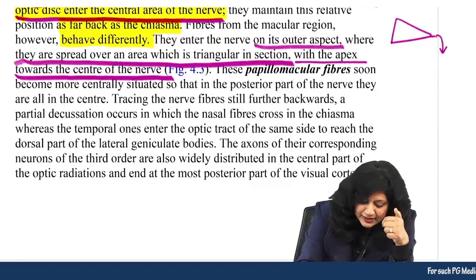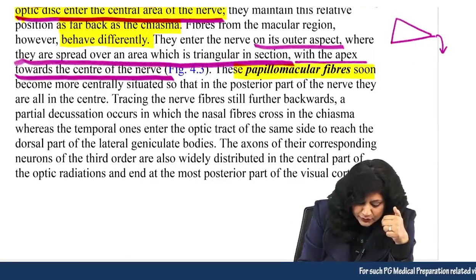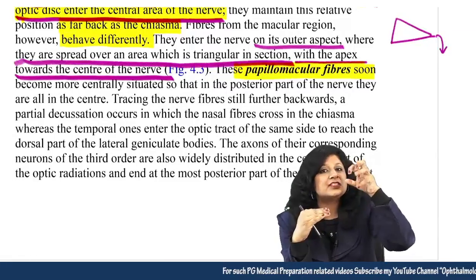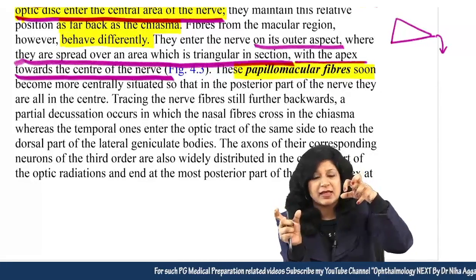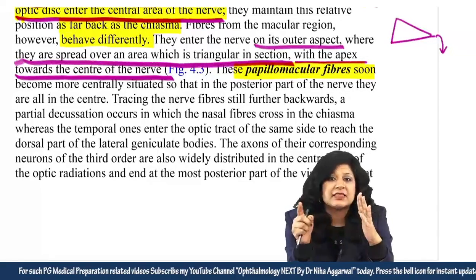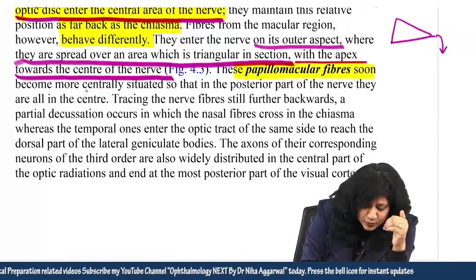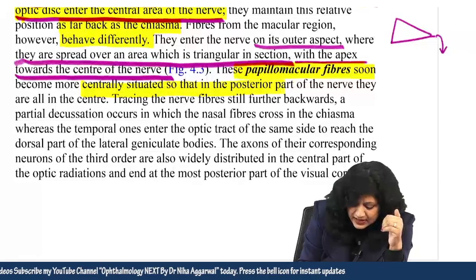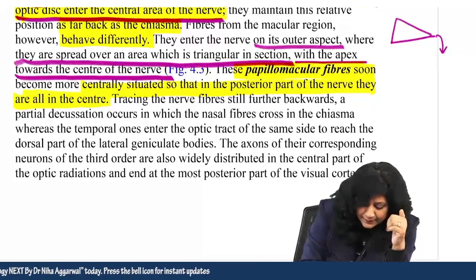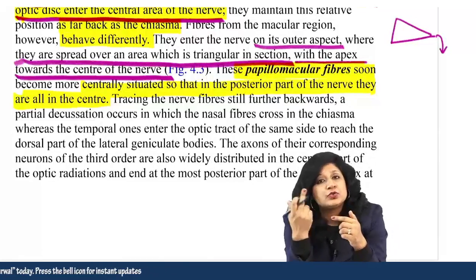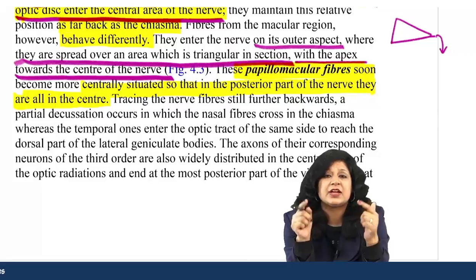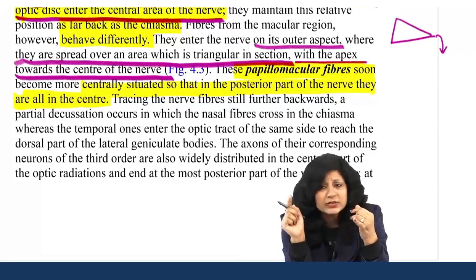Now these fibers are the papillomacular fibers. Papillo means the optic disc and macula means the macula. So those fibers which connect the optic disc and the macula are more centrally situated, so that they are in the posterior part of the nerve. They are all in the center. If you go towards the posterior side, these macular fibers lie in the center there. They are triangular in section. All these things are important.